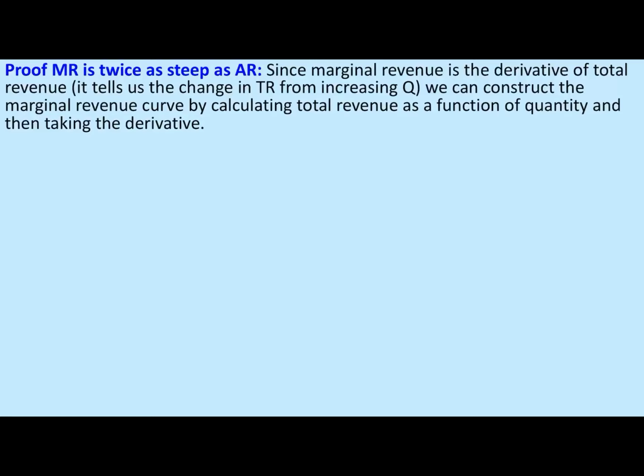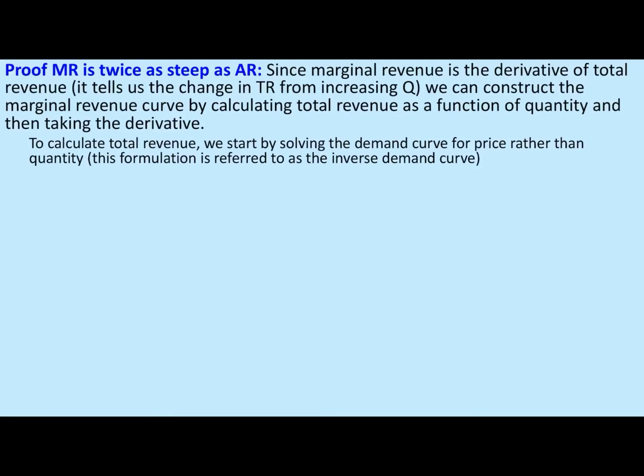Since the marginal revenue is the derivative of total revenue, i.e. it tells us the change in total revenue from increasing quantity, we can construct the marginal revenue curve by calculating total revenue as a function of quantity and then taking the derivative. So to calculate total revenue, we first start by solving the demand curve for price rather than quantity. And this formulation is referred to as the inverse demand curve.